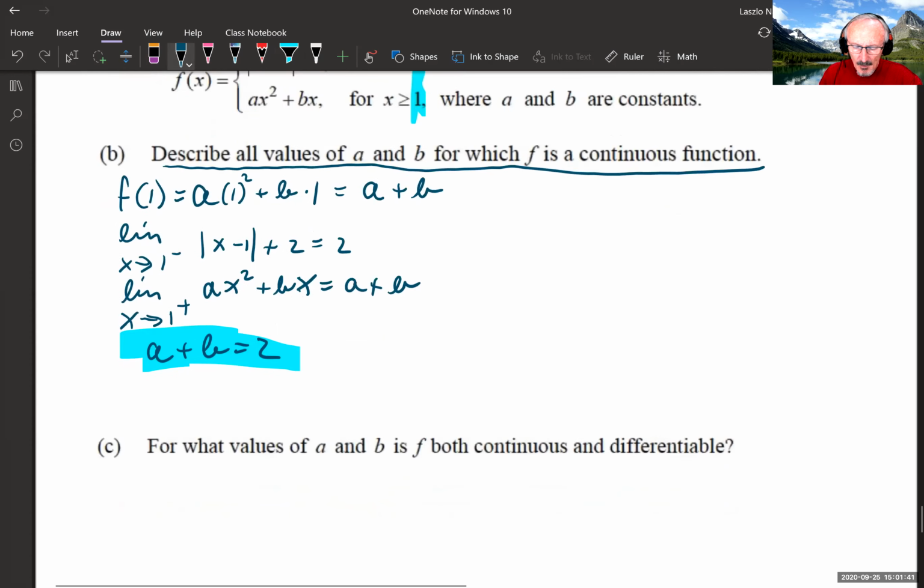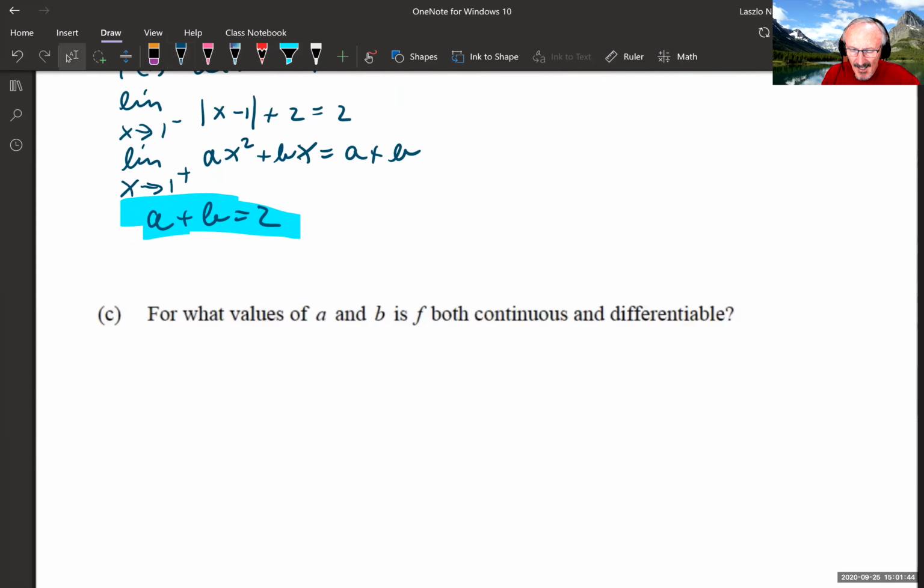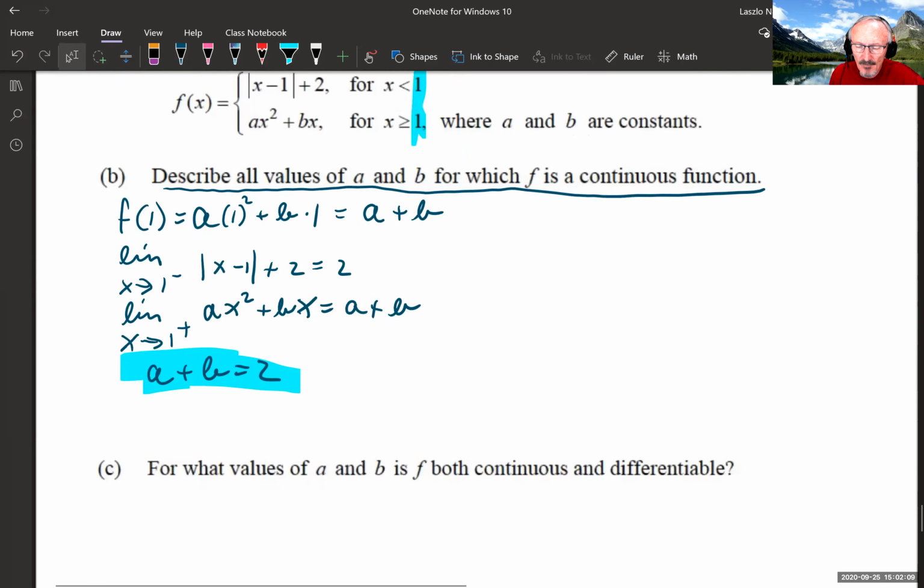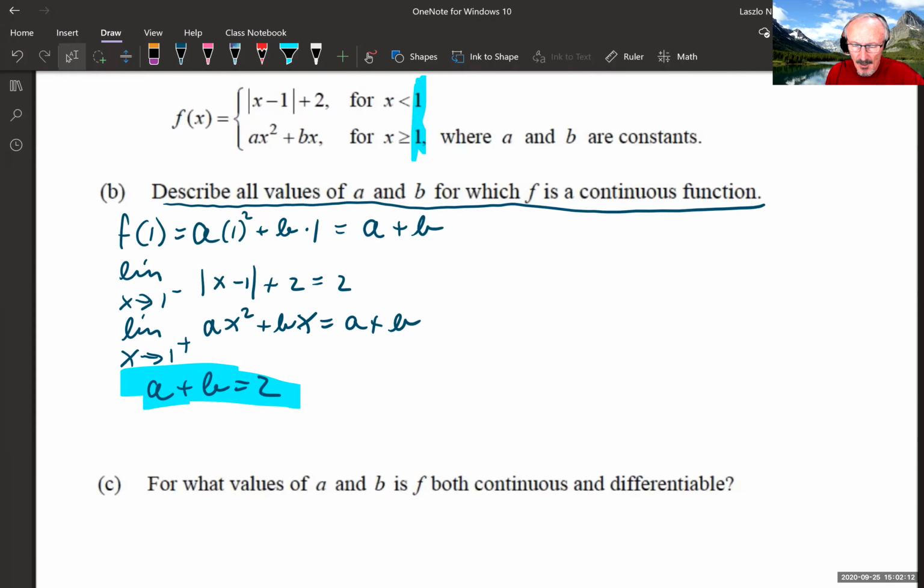Now, moving down, for what values of a and b is f both continuous and differentiable? So we already have the requirement for continuity, a plus b must equal 2. Now we're going to, of course, look at differentiability, and there are no restrictions here in terms of how I can show my work. So instead of using the limit definition of the derivative, I'm going to find the derivative for f of x as described here, and then find the limits of those derivatives. But I need to do a little bit of legwork here, okay?